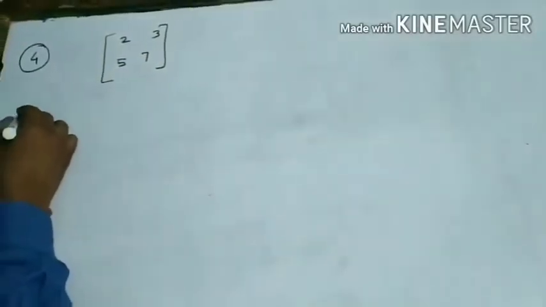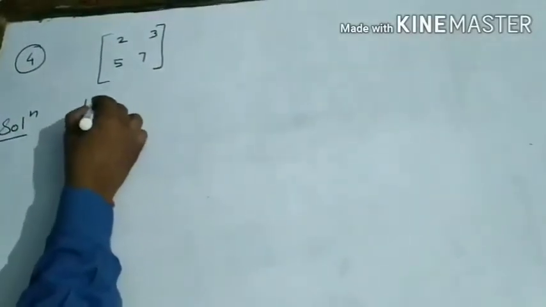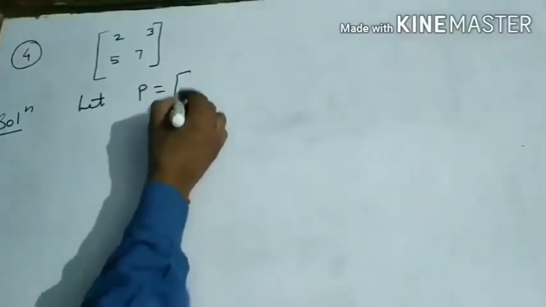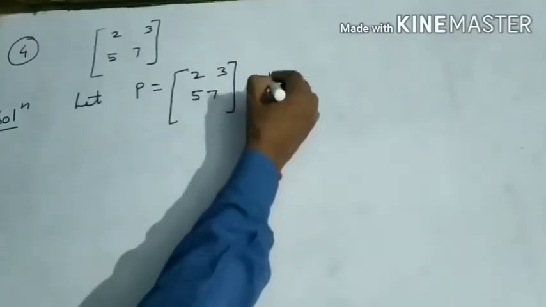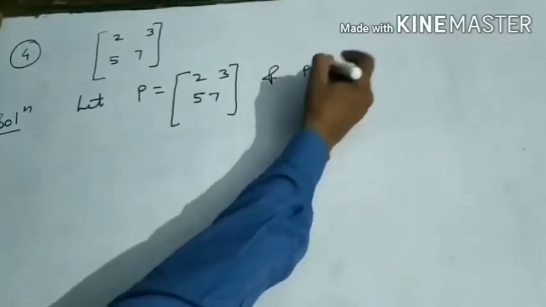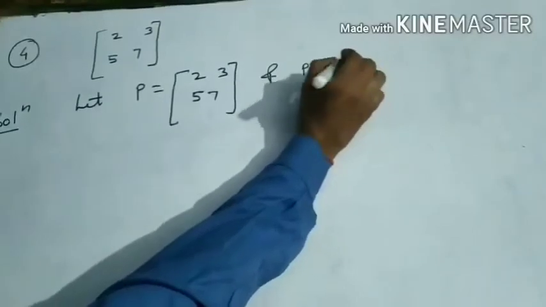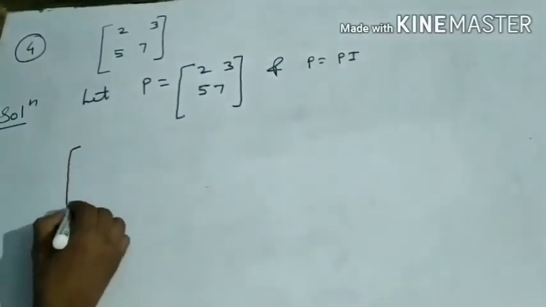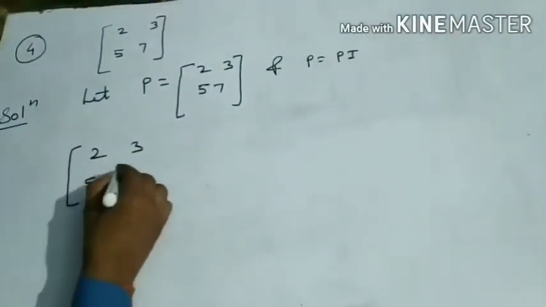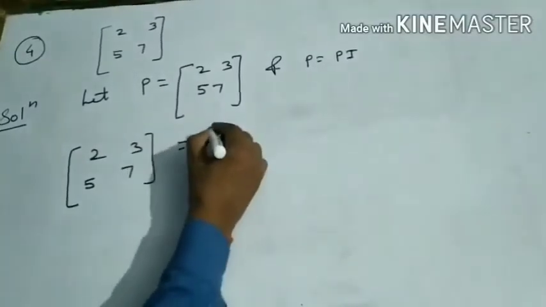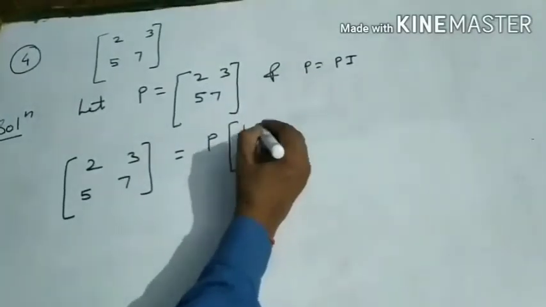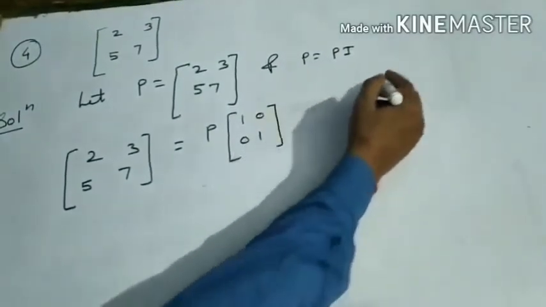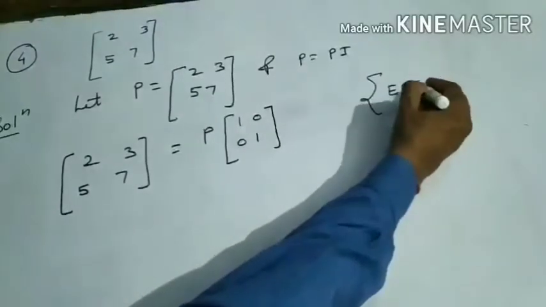This is problem number 4. Again we want to find the inverse of this matrix. See the solution. Let P equal [2, 3; 5, 7], and P equals P I. So [2, 3; 5, 7] equals P, next to the identity matrix of order 2, which is [1, 0; 0, 1]. Again here we are using elementary column transformation.